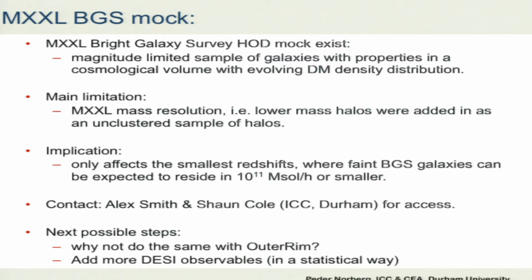So this BGS MXXL mock is a magnitude limited sample of galaxies with properties from a cosmological volume with evolving dark matter density distribution. A main limitation, on top of the model assumptions I've mentioned in this discussion, is the MXXL mass resolution. The mass resolution of MXXL is not sufficient to have all the faintest galaxies that you can see in a survey like BGS at the lowest redshift. So lower mass halos have to be added in as an unclustered sample of halos at the end. That is clearly unwanted, but there's nothing you can do if your starting point doesn't have those halos. You can try to be clever in how you assign the clustering of these halos, but they don't exist there in that sense. But the implication only affects the smallest redshifts, below 0.05 and so on, where faint BGS galaxies can be expected to reside in 10^10 to 10^11 solar mass halos or smaller. So it is really at low redshift.